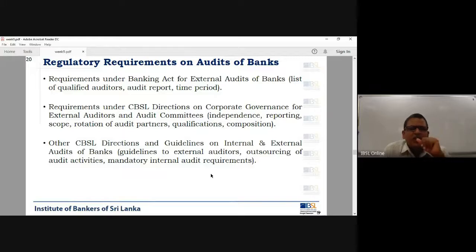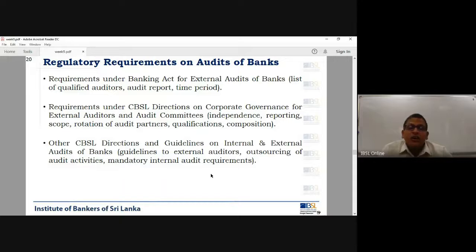So this is one of the requirements under the CBSL direction on corporate governance for external auditors and audit committees. Actually, this is the regulatory requirement, one of the requirements under corporate governance. The next section we will study is corporate governance. Under corporate governance, the Central Bank issued a direction, and based on that, there should be an audit committee.